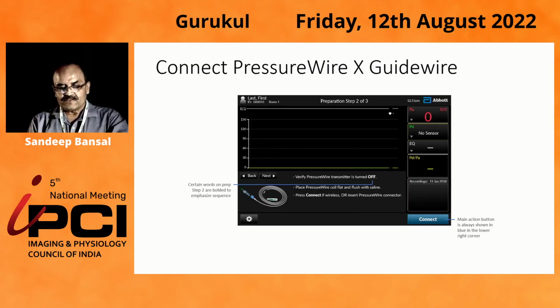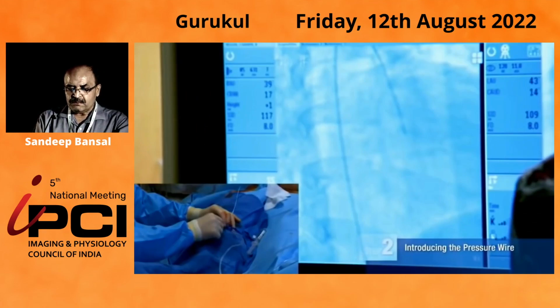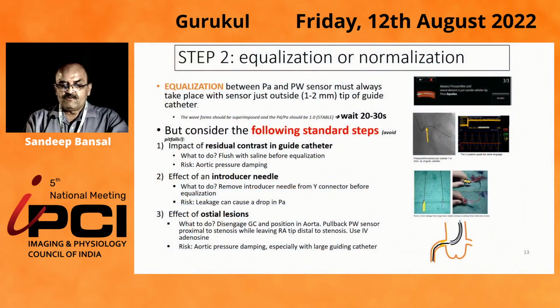Thereafter, the pressure wire is put onto the guide wire and taken to the mouth of the Y connector. Before we do that, on the pressure wire also we zero the system. Thereafter, the pressure wire is introduced into the guiding catheter, and we go up to the tip of the guiding catheter. We need to remember that at this point we need to equalize the pressures.